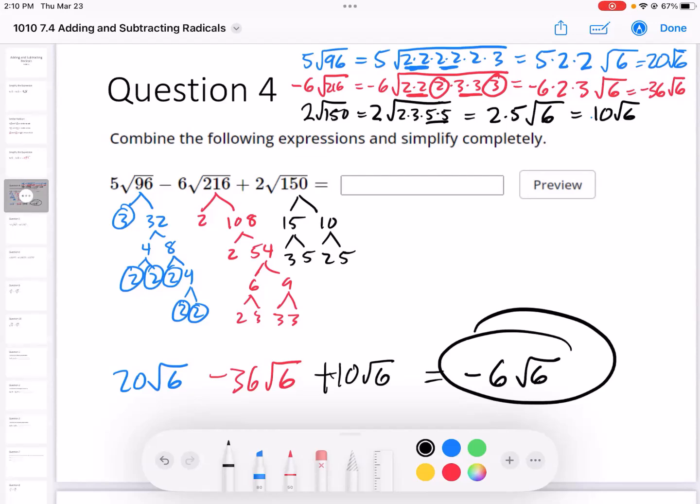So you'll have several problems on your homework where you'll need to simplify them first before you'll be able to add them together. But once you get them into simplified form, you should be able to add them together.